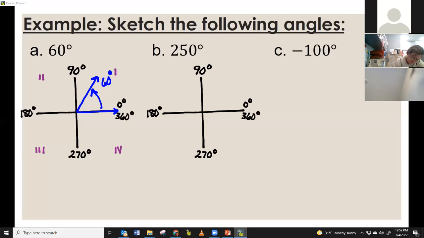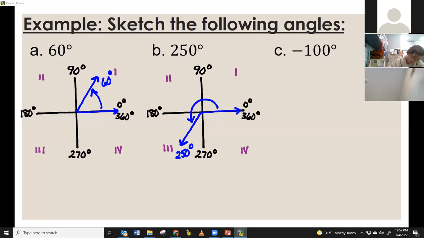And what quadrant, 1, 2, 3, or 4, would 250 degrees be in? Quadrant 3, absolutely. 250 degrees is going to be right about here. Initial side on the positive x-axis. And so here's my 250-degree angle.